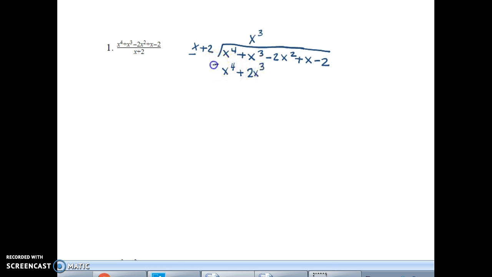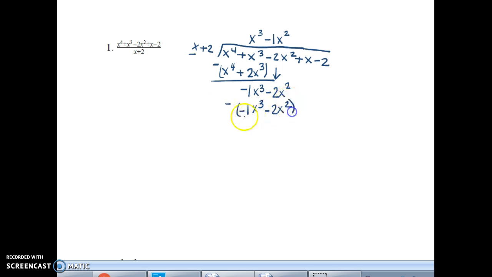And then you will subtract. And you're subtracting this whole quantity. So these will always cancel out, and now you have 1 x cubed minus 2x cubed, which gives you a negative 1x cubed, and you bring down your negative 2x squared. You ask yourself, how do I make an x become a negative 1x cubed? By multiplying by a negative 1x squared. Negative 1x squared times x gives me my negative 1x cubed. Negative 1x squared times a positive 2 gives me a negative 2x squared.